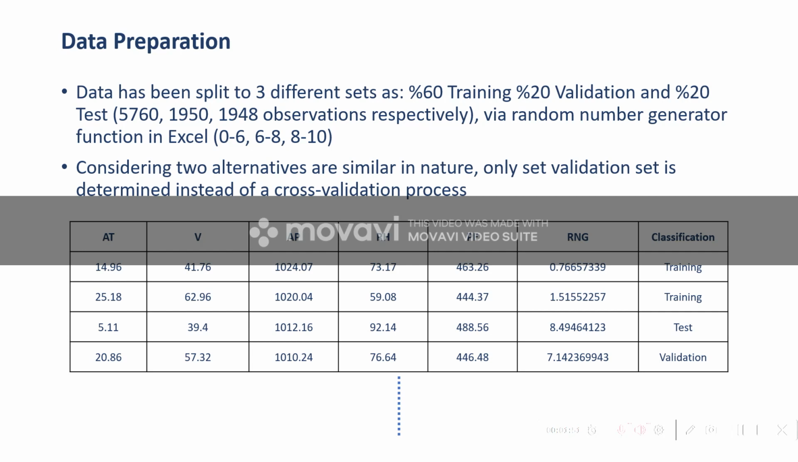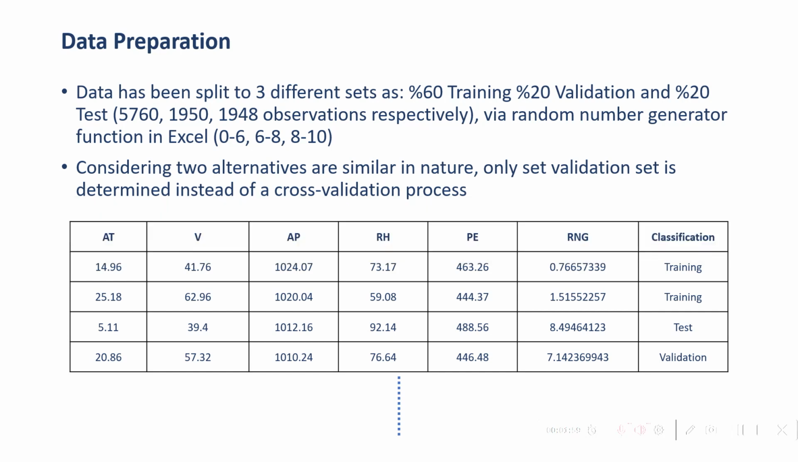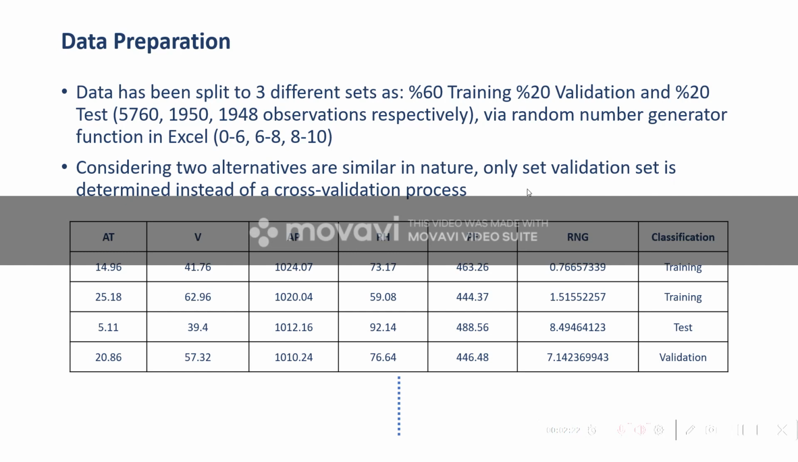In preparation, I split data to three. 60% of it will be training, 20% of that will be validation, and 20% of that will be test. Also, I will use fixed validation instead of cross validation.